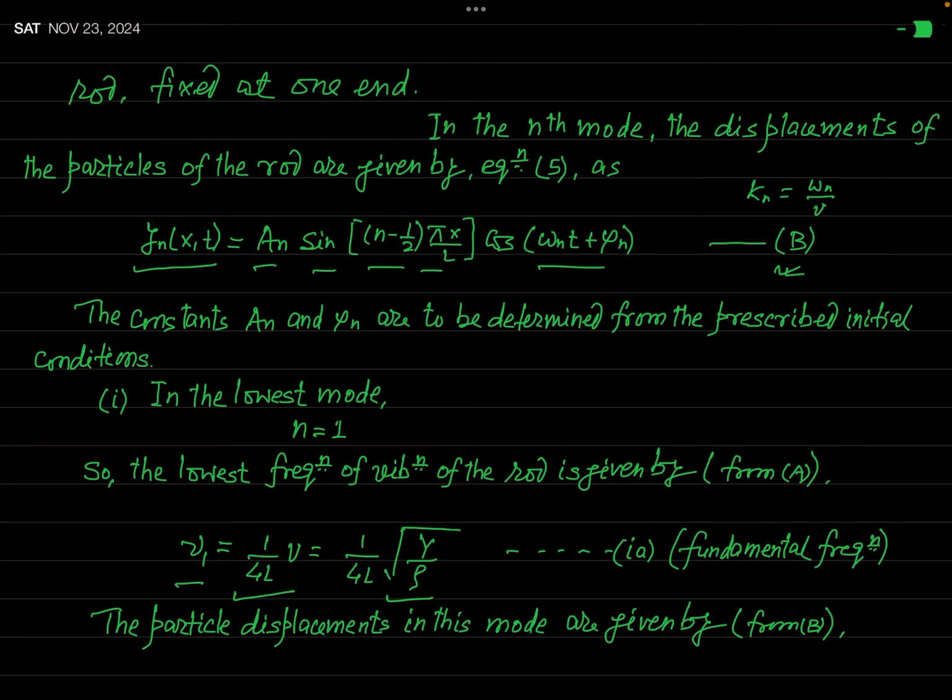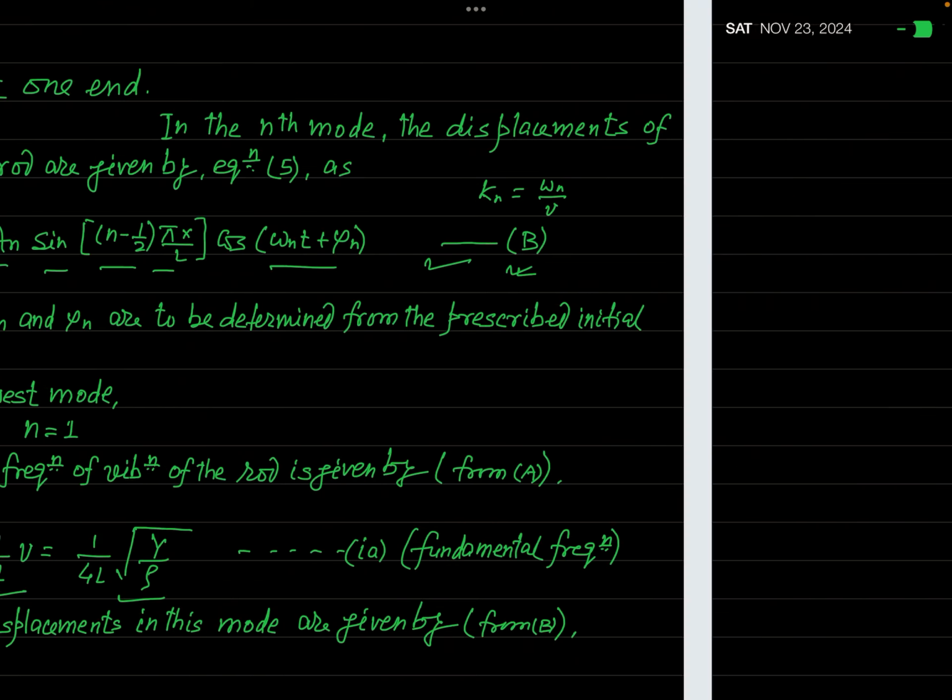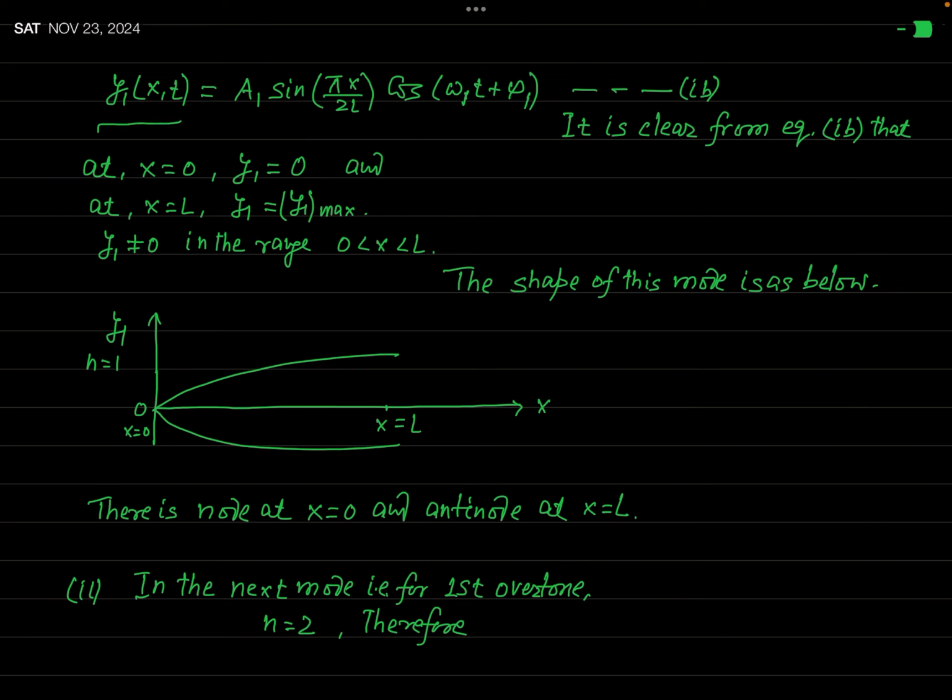Okay, first harmonic. Now you can decide what will be the shape of this rod during this vibration. And for this we will find the displacement of the particles in this mode of vibration. And how can we find the displacement? By using this equation B, you can find the displacement. For this you have to take n equal to 1. So let us take n equal to 1 everywhere in this equation B. And you can see y1 of x comma t will be equal to a1 times sine pi x over 2L times cosine of omega 1 t plus phi 1.